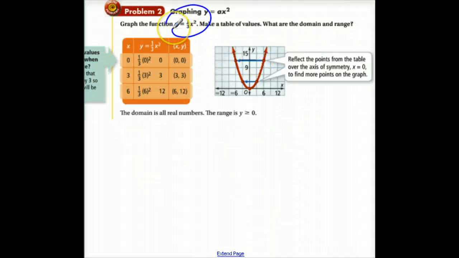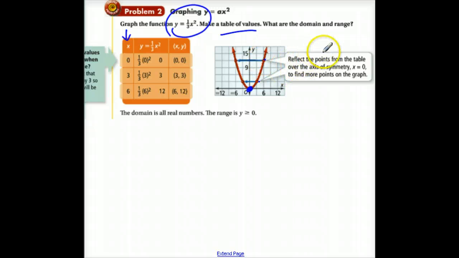So here's the function 1/3 x squared. We're going to first make a table and then graph them. So here's our function, put it into our machine. We pick the inputs 0, 3, and 6. They put 0 in and they got out 0. They put 3 in and they got 3. They put 6 in and they got 12. So they went to graph those points 0, 0, 3, 3, and 6, 12.